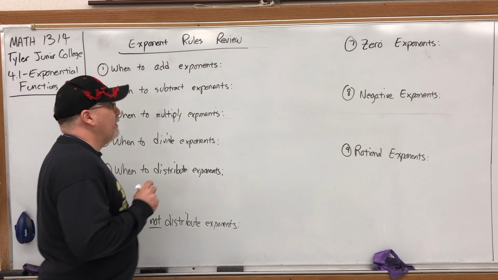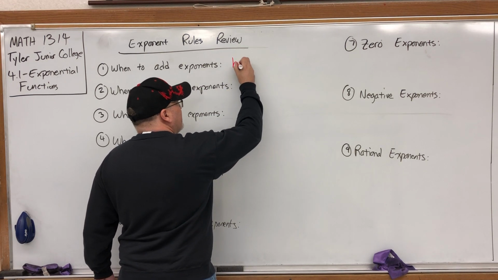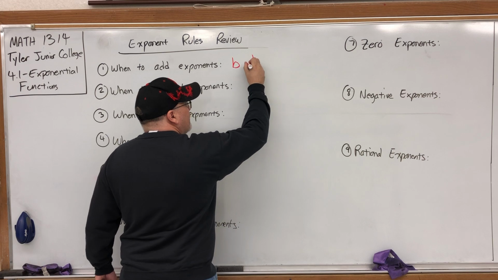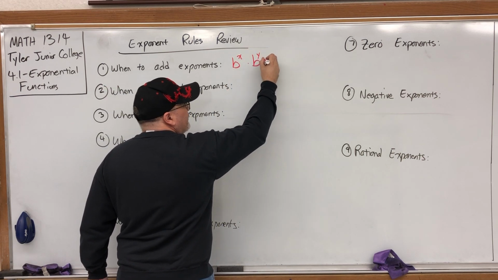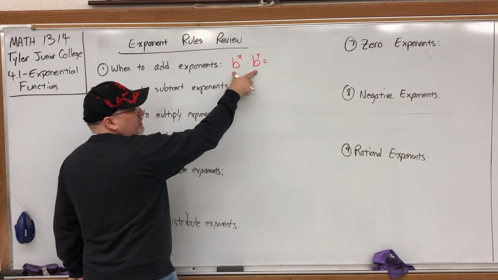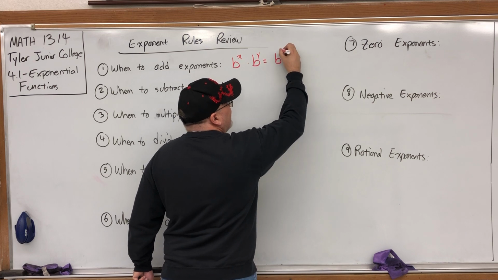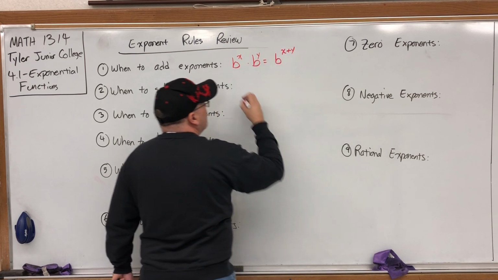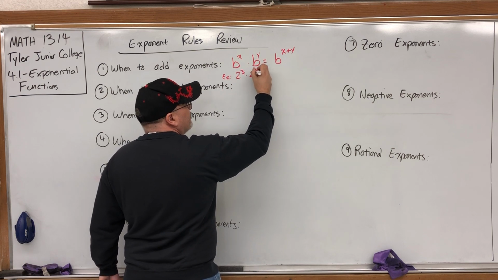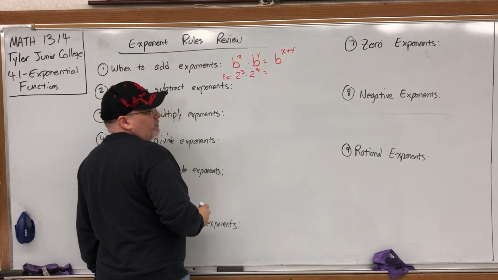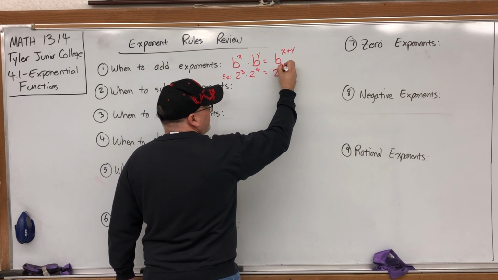The time to add exponents is when you're multiplying two expressions with the same base. So we'll say b and b, that might have different exponents, so we'll call the exponents x and y. If you are multiplying two exponential forms with the same base, then you keep the base and then you add the exponents. For example, if we had 2 to the third power times 2 to the fourth power, this rule says that you keep the base, and then you add 3 plus 4 to get 7.